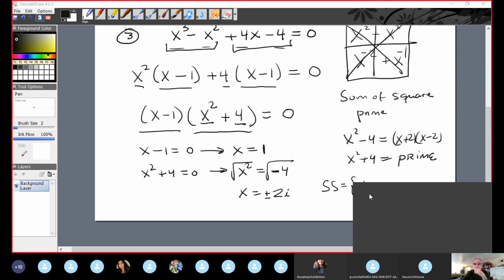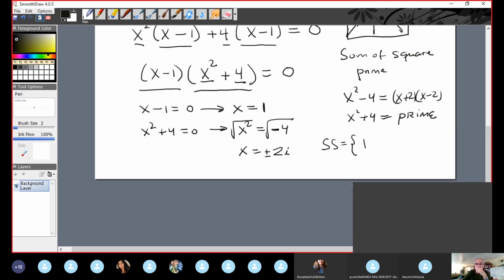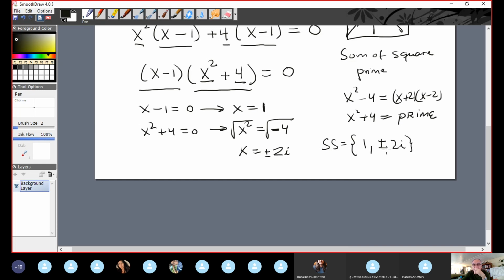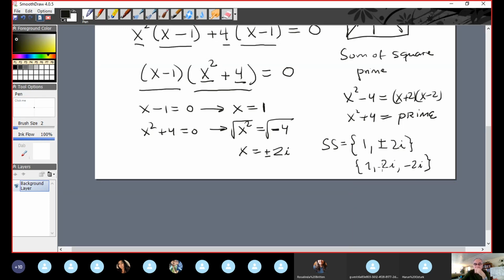Comma. And you have 2 imaginary solutions, plus and minus 2i. If you want, you write like that, or you write like that: 1, 2i positive, comma negative 2i. Doesn't matter. This is the same. 1, 2, and 3 solutions. 1 real, and 2 imaginary solutions. This is the solution for this polynomial equation.